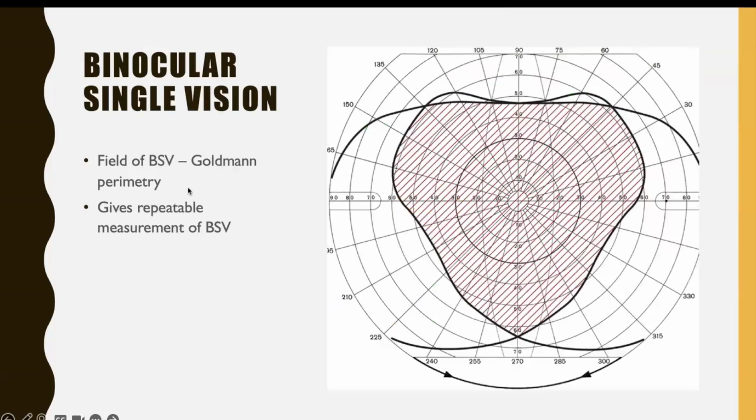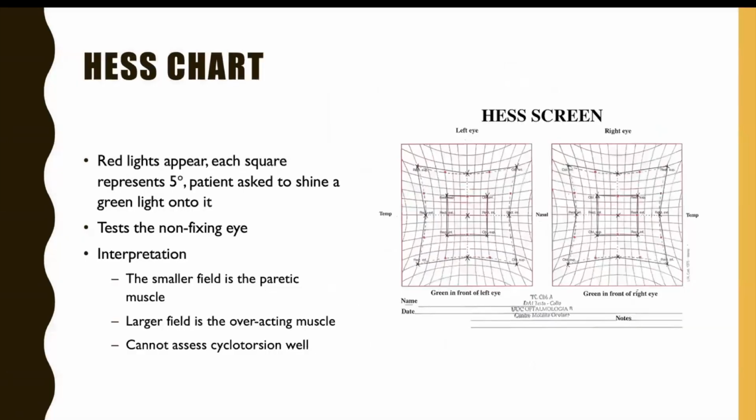Then you've got binocular single vision. So usually you've got Goldmann perimetry. This gives repeatable measurements of BSV. So it's quite handy in having a repeatable measure in clinic in patients with chronic follow-up. And this bit in the middle tells you where they've got the binocular single vision. And then on the outside here, this is a normal test. And then you can look up in your own time what things look like for specific pathologies. And then when we go through these specific pathologies, we'll also bring them up in those tutorials.